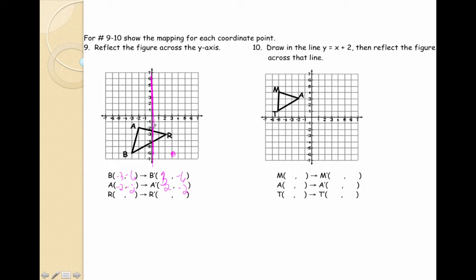But if you want to just kind of reflect it, go right 2 to get to the line, so right 2 more, and there's A prime. R is +2, -3. So when I change the sign of that x value, it becomes -2, -3. Or I go left 2, so I keep going left 2.